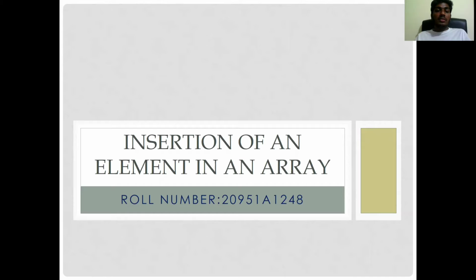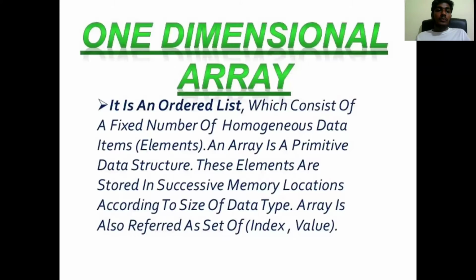Today's topic is insertion of an element in an array. A one-dimensional array is an ordered list which consists of a fixed number of homogeneous data elements. An array is a primitive data structure. These elements are stored in successive memory locations according to the size of the data types. An array is also referred to as a set of index, value pairs.